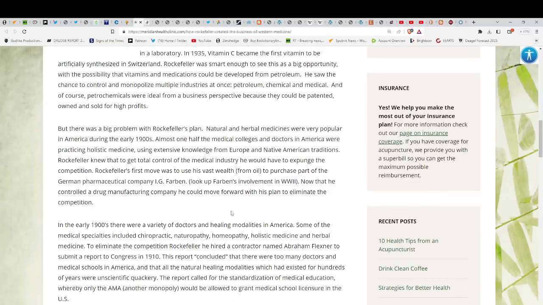Natural and herbal medicines were very popular in America during the early 1900s. Almost one half of the medical colleges and doctors in America were practicing holistic medicine, using extensive knowledge from Europe and Native American traditions. Rockefeller knew that to get total control of the medical industry, he would have to expunge the competition. Rockefeller's first move was to use his vast wealth from oil to purchase part of the German pharmaceutical company IG Farben.